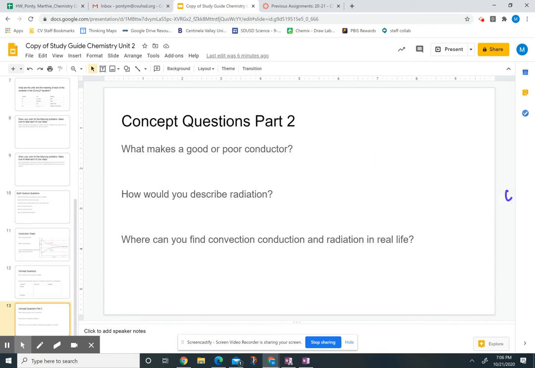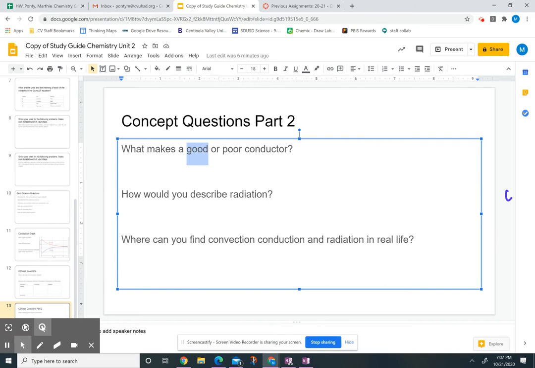Okay. And next thing is to talk about good and poor conductors. So a good conductor is something that will go through that exchange process and pass down that heat very quickly. So a good conductor will pass heat quickly.